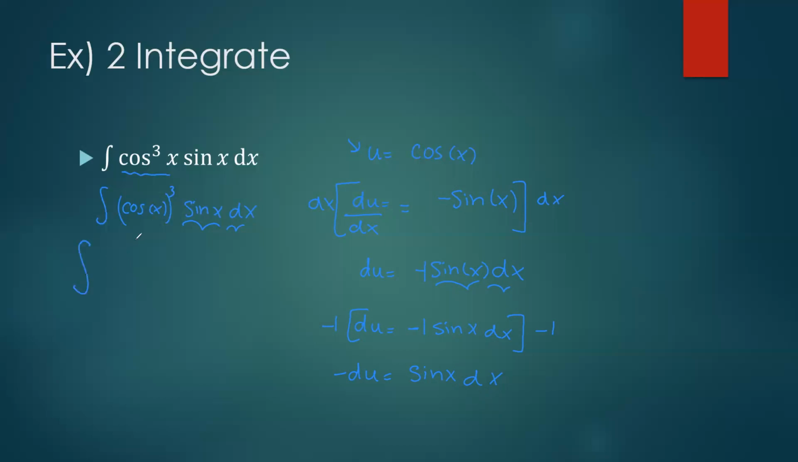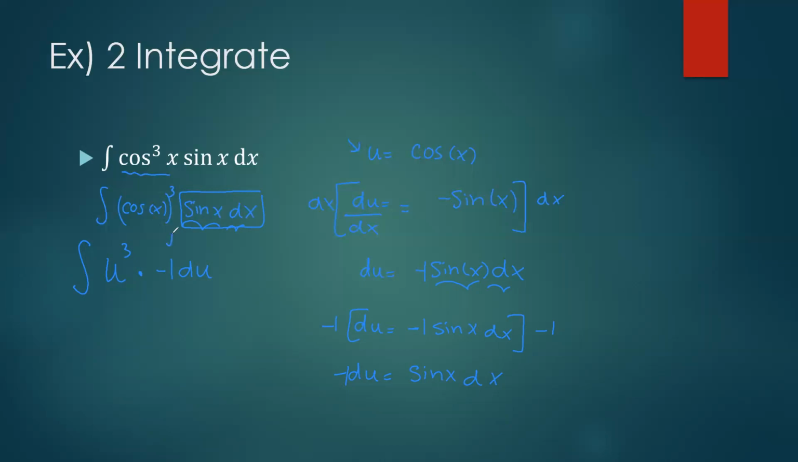So now let's start integrating. We can replace cosine x with u because that's what we said. So it's going to be u to the 3. And then what are we going to replace sine x dx with? We said that sine x dx is actually negative 1 du. So you can replace sine x dx with negative 1 du. Do not just say it's du. And then continue with the integration rule.